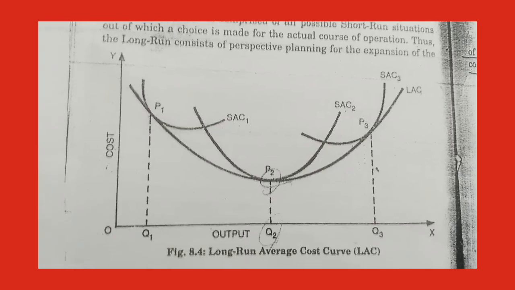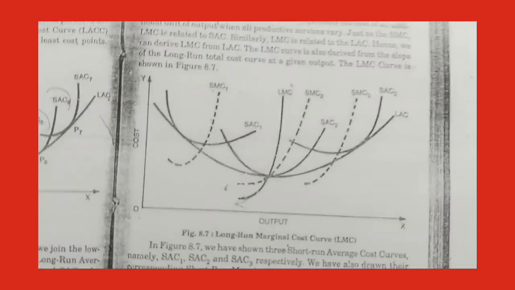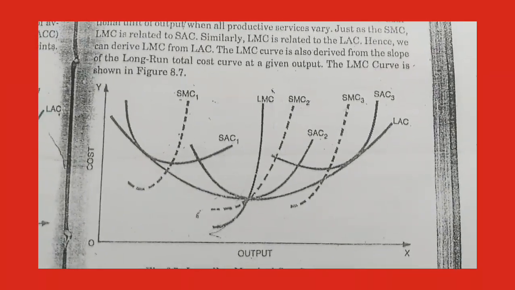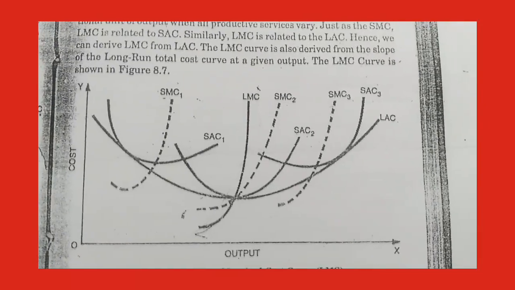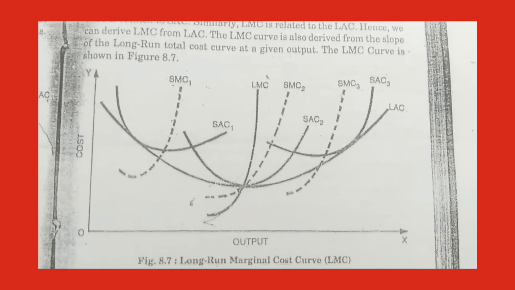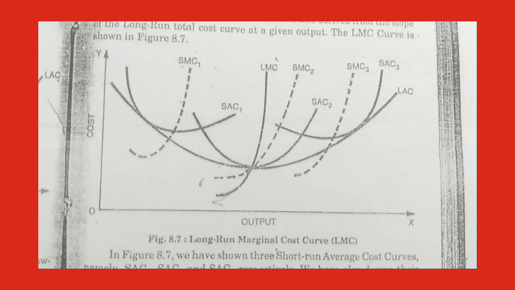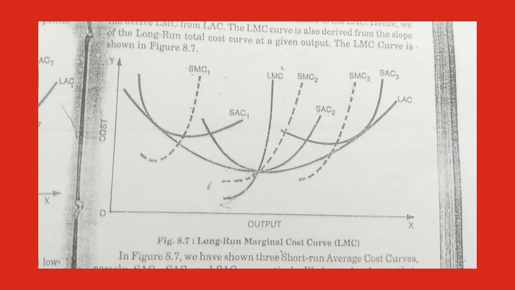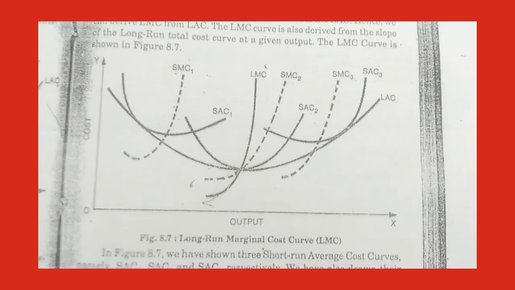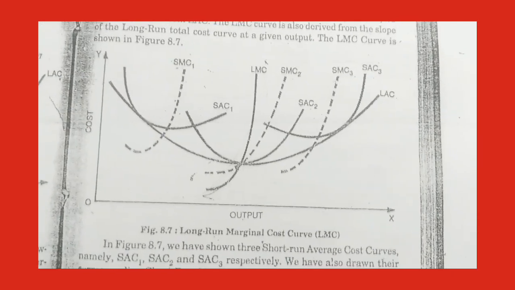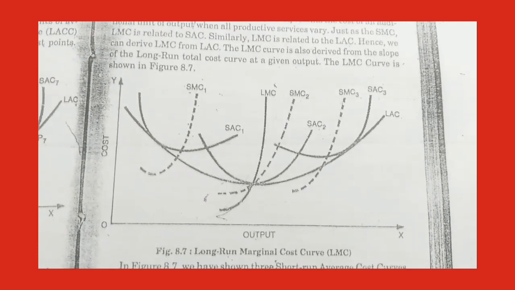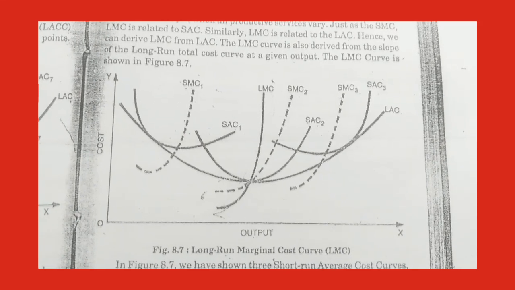Now we see the long run marginal cost curve. This diagram shows the long run marginal cost curve. The long run marginal cost curve is derived from the long run average cost curve. The LMC curve represents the cost of an additional unit of output when all productive services vary. Just as the SMC is related to SAC, similarly, LMC is related to LAC. Hence, we can derive the LMC curve from the LAC curve. The LMC curve is also derived from the slope of the long run total cost curve at a given output.